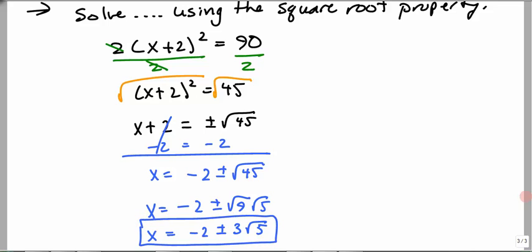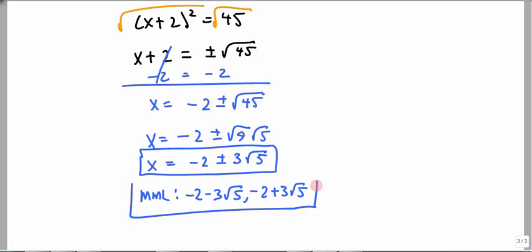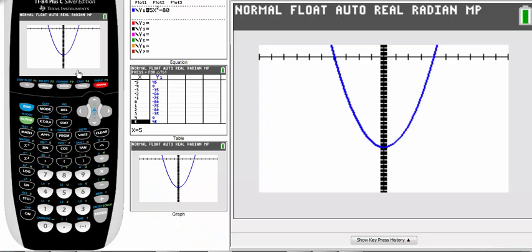Now in my math lab, remember, you can't use the plus or minus, so I would go -2 minus 3 root 5 because that's the smaller number, -2 plus 3 root 5 because that's the larger number, and we go in order from smallest to largest. Now how could I use my calculator to double check our work here? Well, to double check, let's look at -2 minus 3 root 5. So let's jump into the calculator here, and let's get a decimal approximation for that.